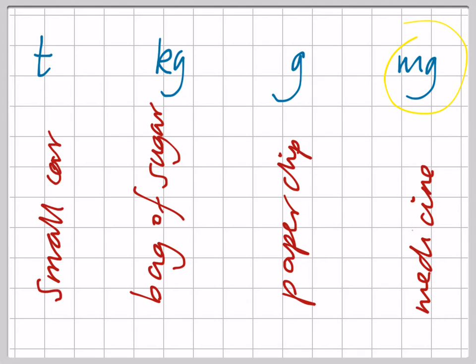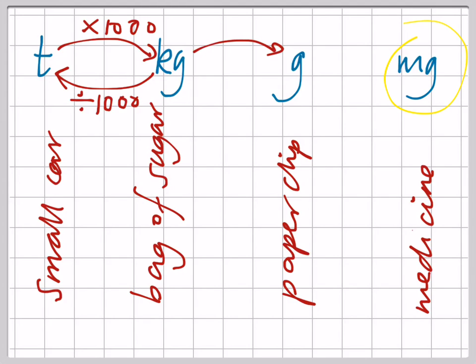So if we're going off the conversion side of it, a tonne is 1,000 kilograms. So to convert from tonnes to kilograms, we would times by 1,000. And to go the other way, from kilograms to tonnes, we divide by 1,000. From kilograms to grams, that 1,000 comes in again. Remember that kilo means 1,000. To go from grams to kilograms, we're dividing by 1,000.